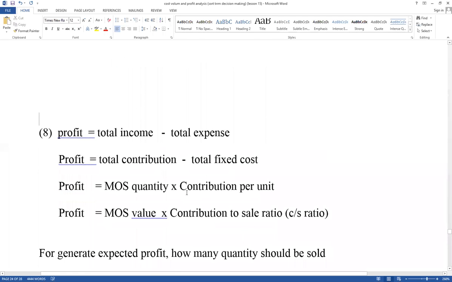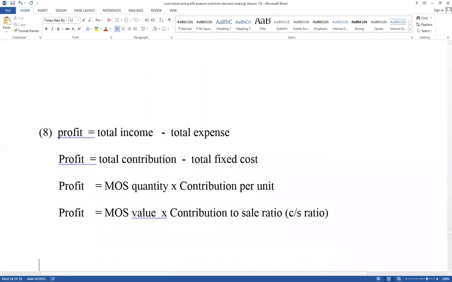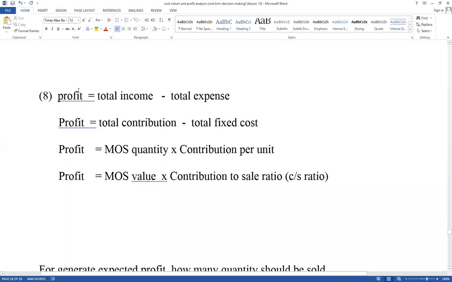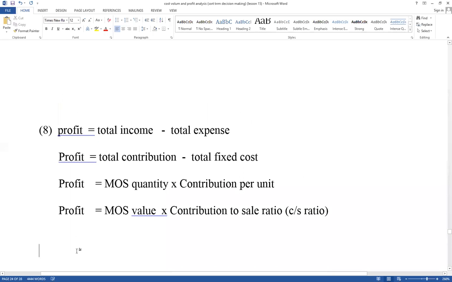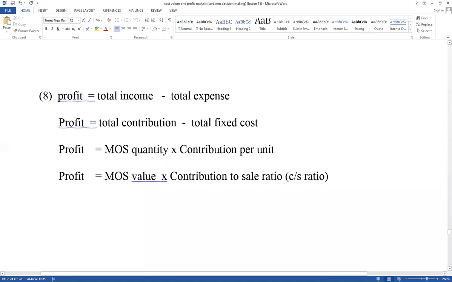Then think how to calculate profit. To calculate profit, there are four equations that can be applied. Think about how to calculate profit. Normally, profit equals total income minus total expense.